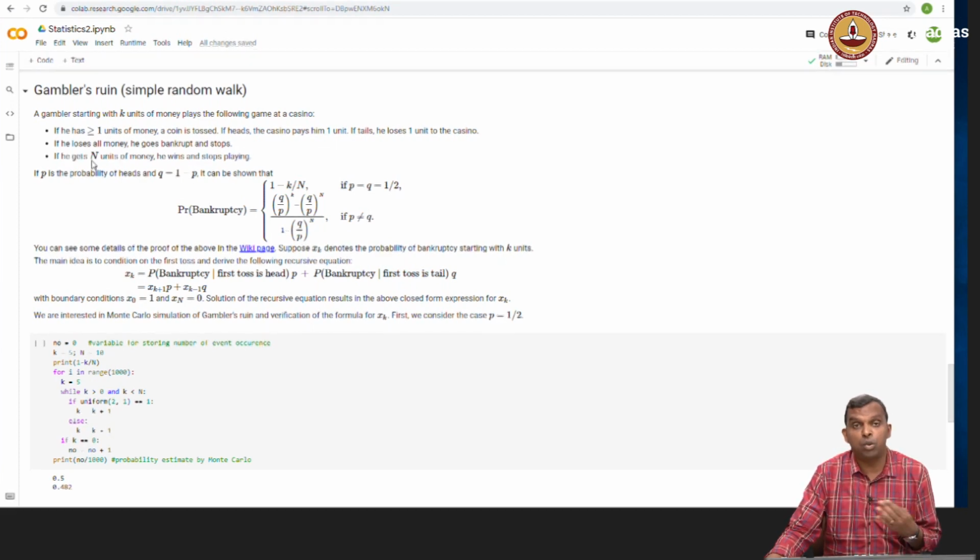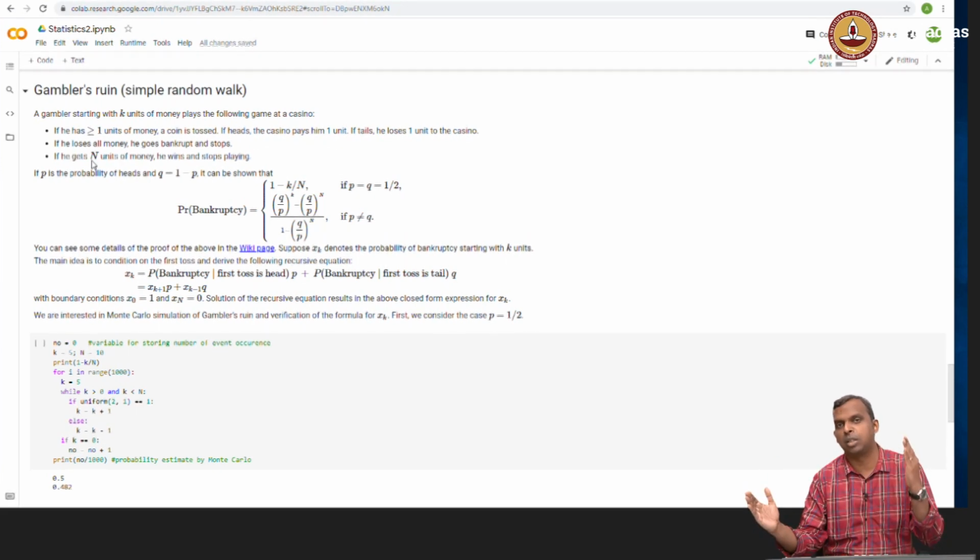And if he gets n units of money, he will also stop. So n is like his goal. Once he gets n units of money, he feels rich enough. He thinks he can go buy something with that money, so he stops. Okay. So this is called the gambler's ruin problem. In fact, it's a special case of the problem called a simple random walk with 2 absorbing barriers. There's a barrier at 0, there's a barrier at n.